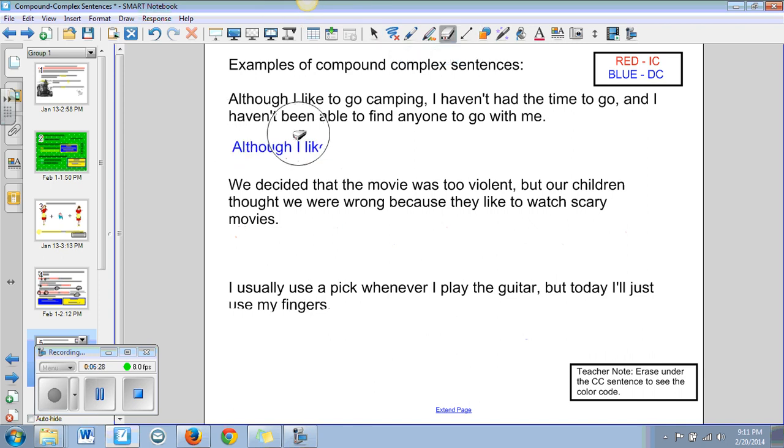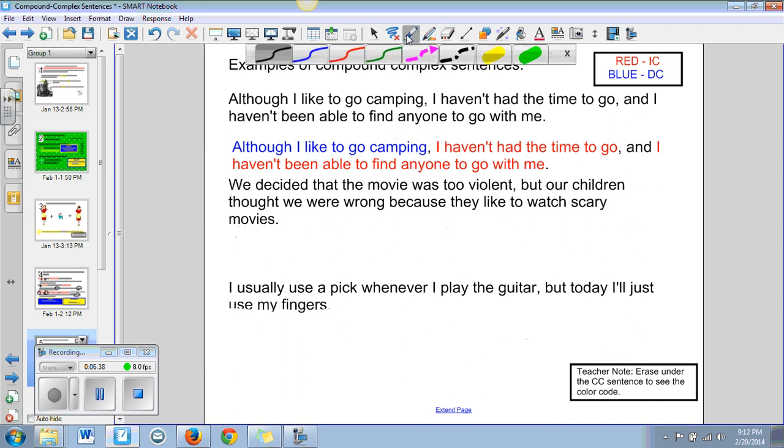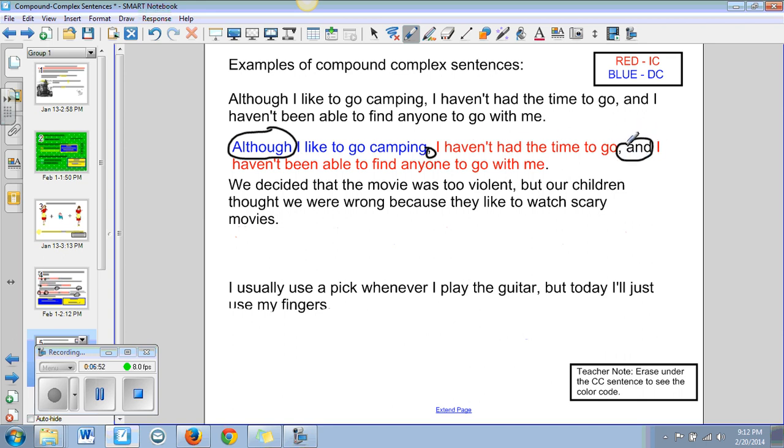All right, so if we look at our first sentence, here we have, although I like to go camping, we know that's dependent because here we have a subordinating conjunction, which means we're going to have this comma. Here's our next independent clause, I haven't had time to go. Again, we're going to need a comma here because here's our coordinating conjunction. I haven't been able to find anyone to go with me is our last independent clause.